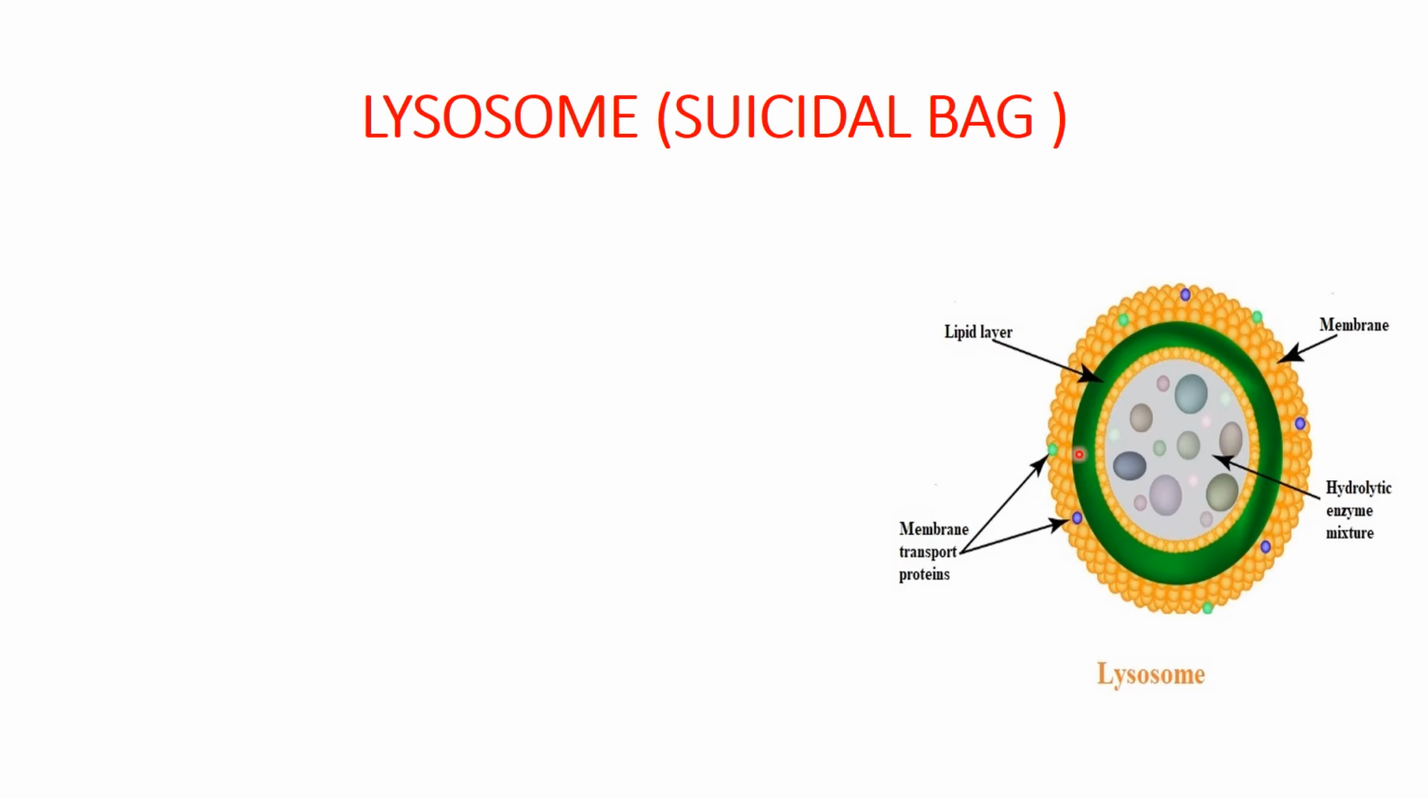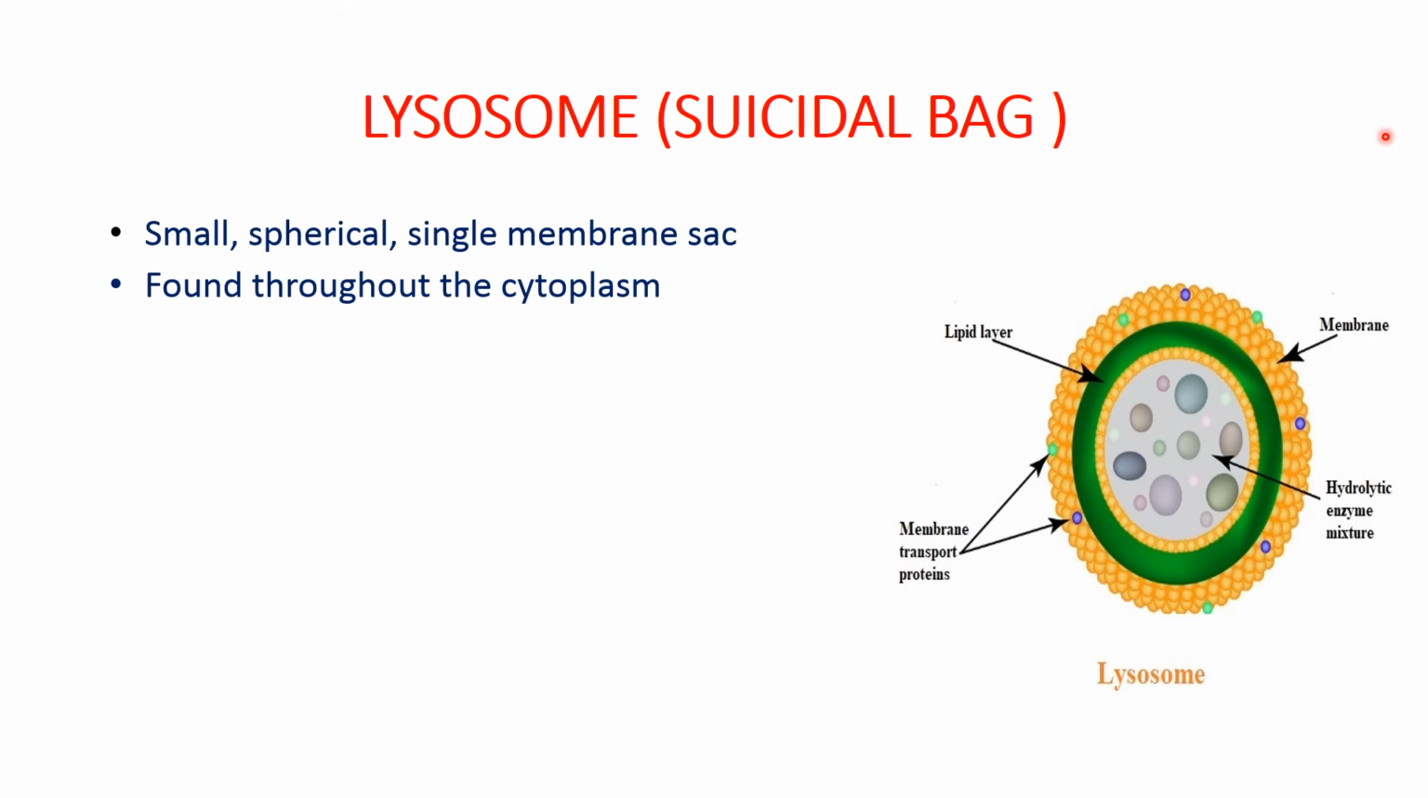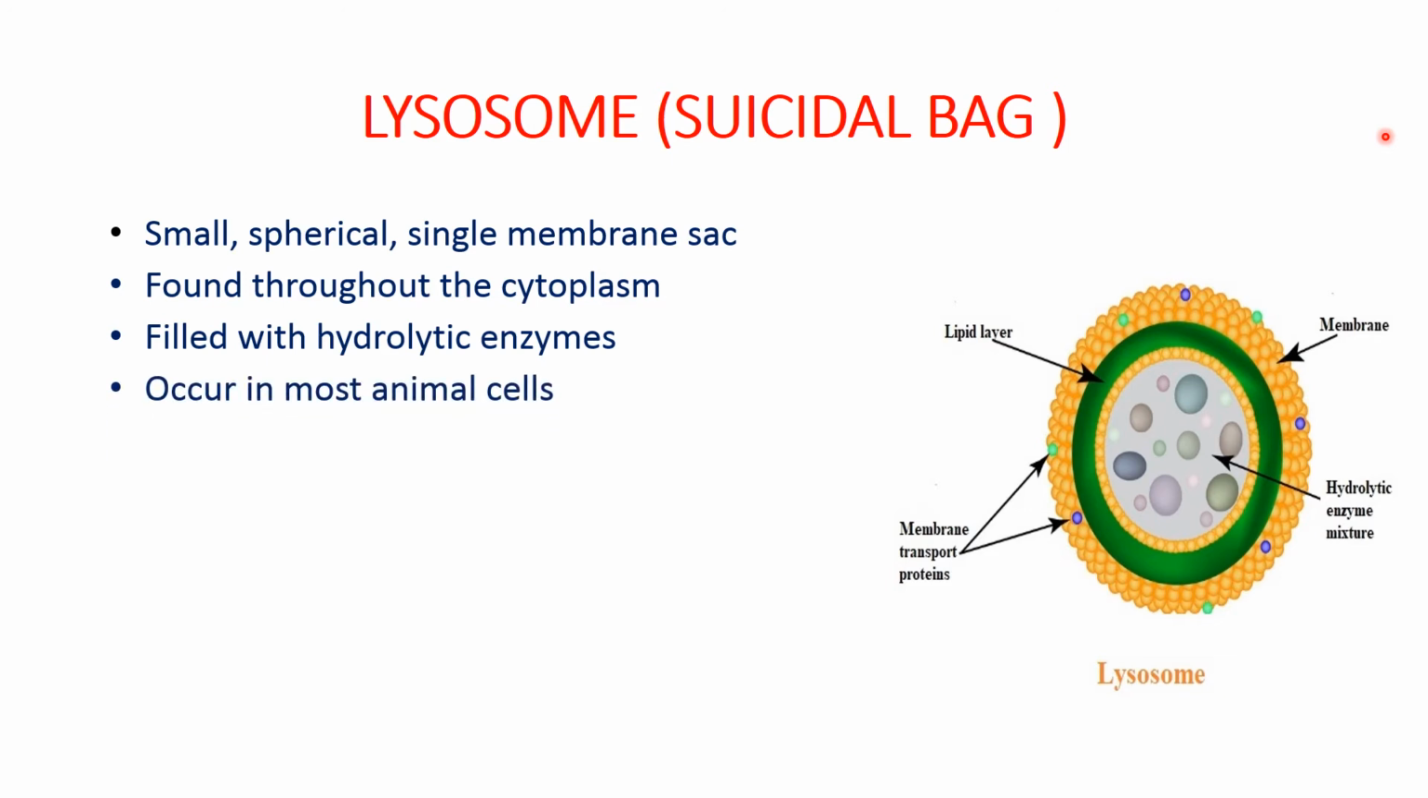Lysosome, interestingly known as suicidal bag. They look like small spherical single membrane sacs. Most of the cell organelles are double membraned. Lysosome is a single membrane sac. Found throughout the cytoplasm, filled with hydrolytic enzymes. Occurs in most animal cells.